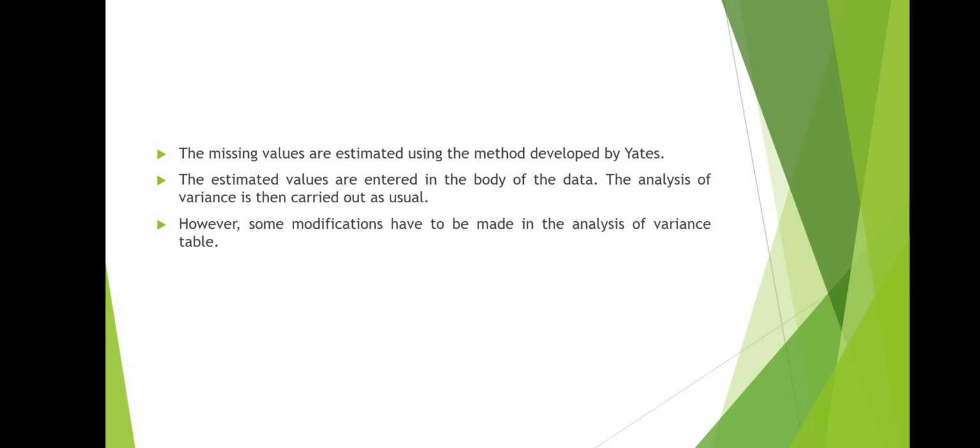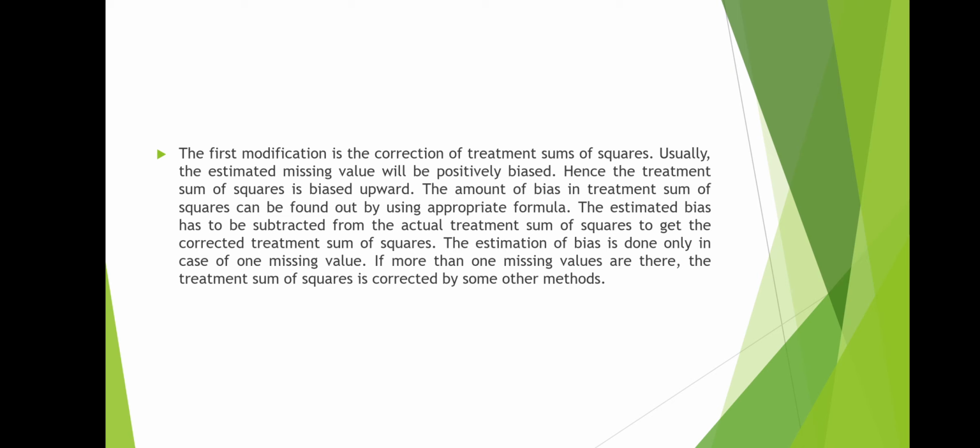The missing values are estimated using the method developed by Yates. The estimated values are entered in the body of the data. The analysis of variance is then carried out as usual. However, some modifications have to be made in the analysis of variance table. There are certain modifications that have to be made while using this technique.